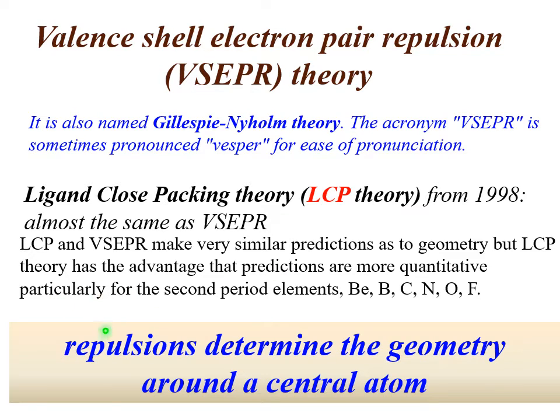The main idea is that repulsions between electrons determine the geometry around the central atom. Just using plain logic, you have electrons being negative. If they do not form a chemical bond, the only interaction between electrons would be electrostatic repulsion. In general, electrons want to be as far as possible from each other. As a result, chemical bonds are located as far as possible from each other.